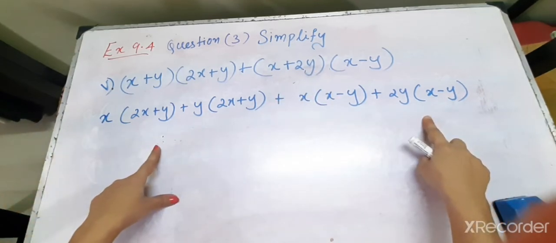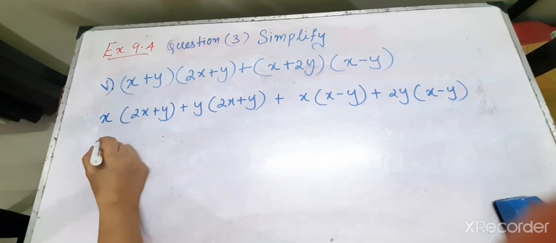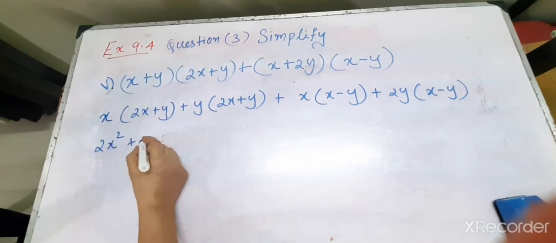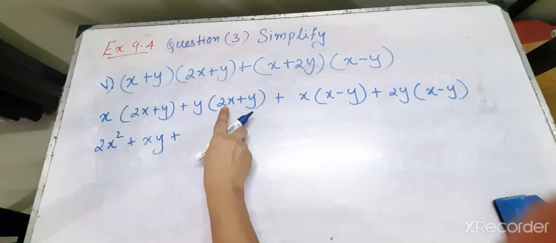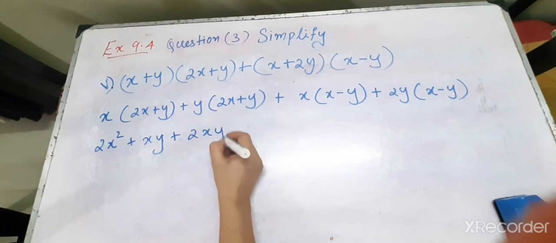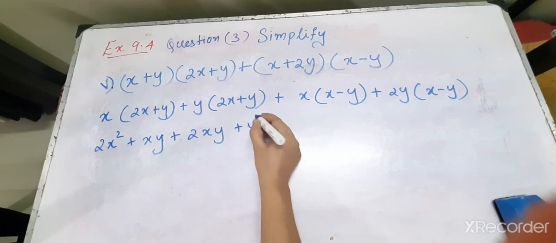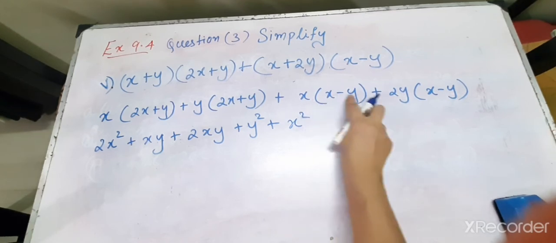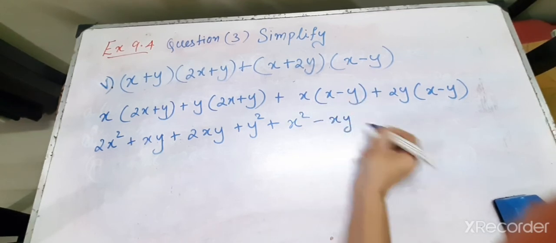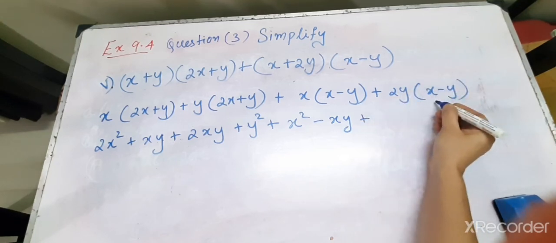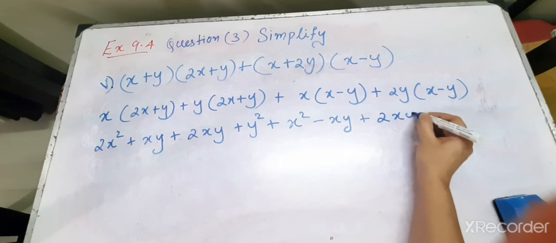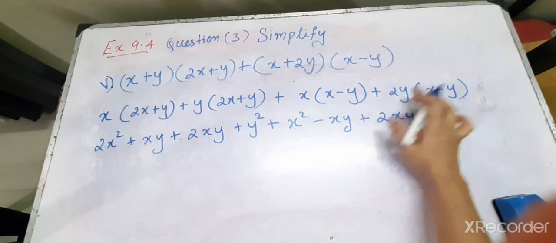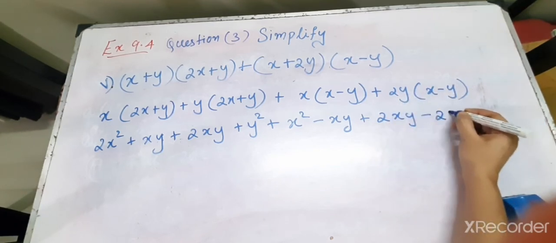Now you will multiply it inside. So x into 2x will be 2x square, plus x into y, xy, plus y into 2x, 2xy, y into y, y square, plus x into x, x square, x into minus y, minus xy, plus 2y into x, 2xy. Let us write it the same way, not yx, let us write it as xy, as both are same. 2y into minus y, it is minus 2y square.